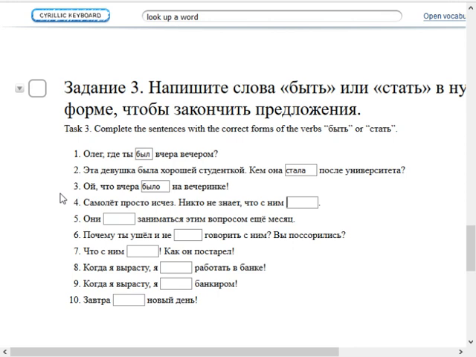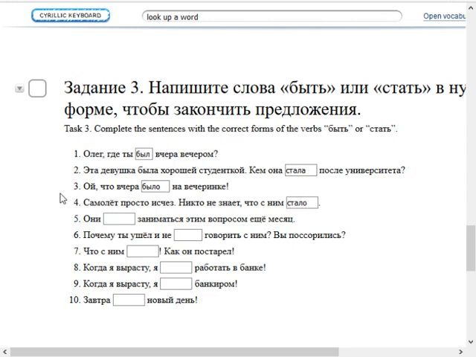Исчез. So the airplane just disappeared. I'm pretty sure this happened before the disappearance. I'm pretty sure they made these lessons before the disappearance of that Malaysian Airlines flight. So this is not based on a real life story. This is just something that they made up for the exercise. So, самолет просто исчез. The airplane simply disappeared. Никто не знает, что с ним. So, nobody knows what of him стало, became. Oh, стало.